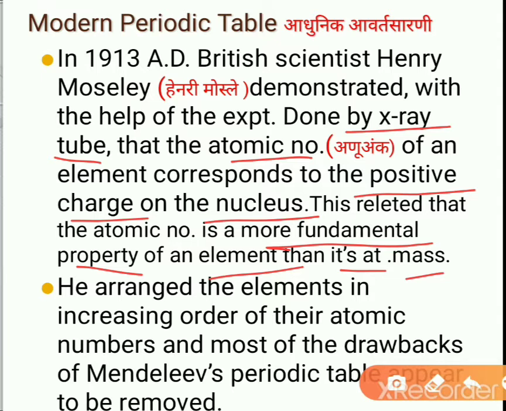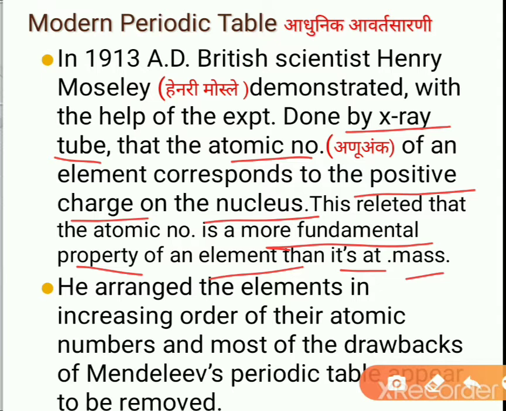Up to 1913, different scientists classified elements according to them, but the fundamental property of elements was considered to be atomic mass. But now, according to Henry Moseley, it is very important that he showed the atomic number is more fundamental. It means the atomic number is a more fundamental property of an element than its atomic mass.